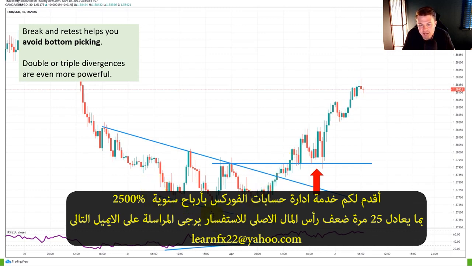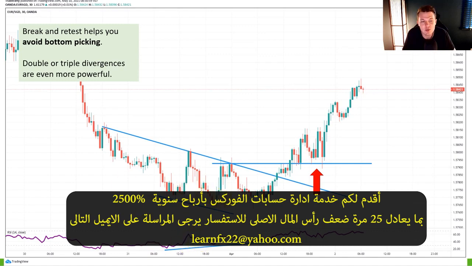We have our divergence here. We have already here the market making higher highs, which is already indicated here by the RSI. And then you wait for the market to break out of this pattern, out of the trend line, out of the high. And then you wait for the retests. They can often be very high probability trading scenarios. And it all starts with a divergence, but it doesn't end here.